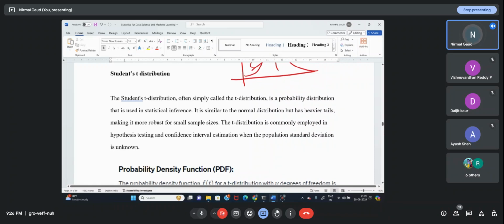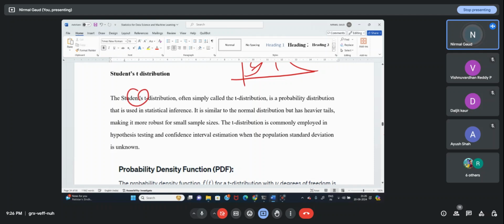Then we are having the student T distribution also. So what is this student T distribution about? It is the same as normal distribution only. Student T is also the same as normal distribution. That means it looks the same as normal. However, there is some story behind student T. I will explain to you.